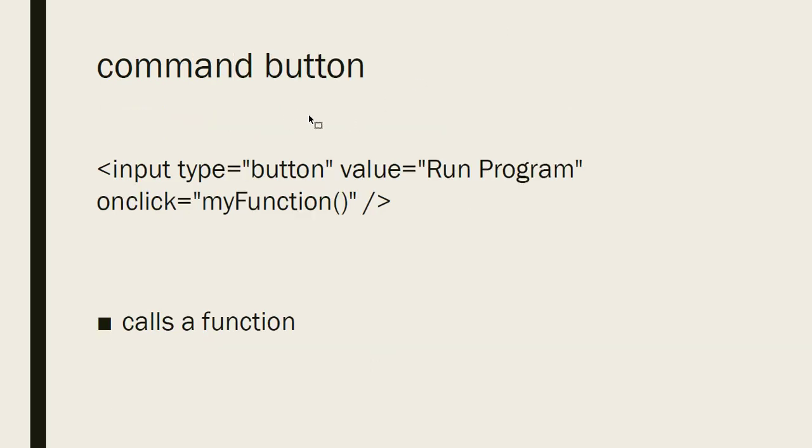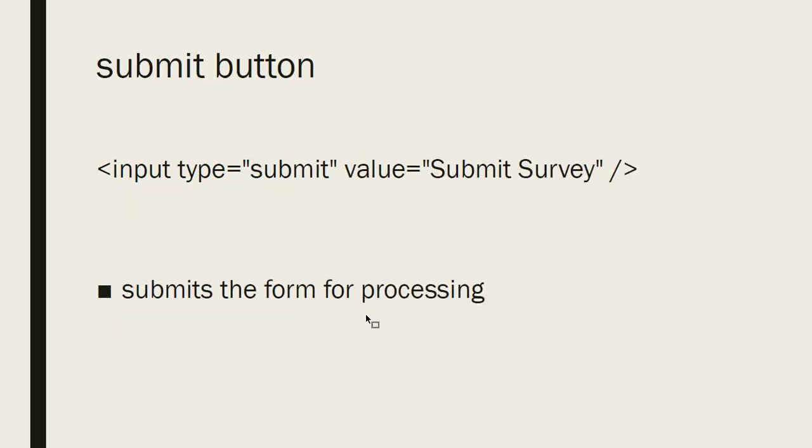Then we learned about buttons. So there's the command button. It's an input element of type button. And now the value on this will actually produce a button in the form. And then whatever you put in the value in that text will actually show up on the button. And then the command button has an on-click attribute with a function call. And what this does is it actually calls a function when you click on it. Now we didn't use this one, but it's good to know how they work.